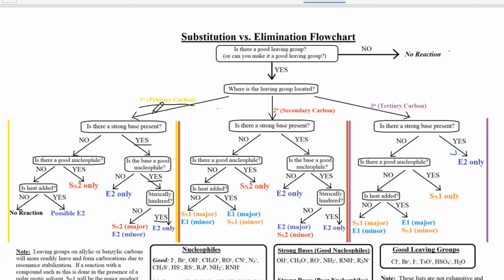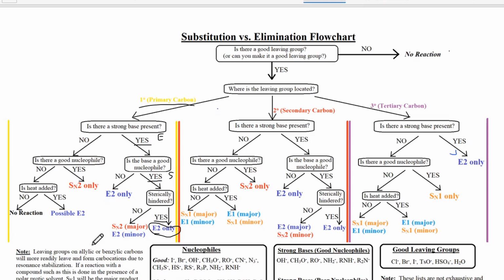Well, primary leaving group, strong base present means it can do elimination. If it's a good nucleophile, it can do elimination or substitution. Strong base means you can get elimination, E. Good nucleophile means you can get substitution. So then the question is, which one is going to be favored? Is it sterically hindered? Yes. So why does it give me elimination only? Because even though it's a good nucleophile, it's sterically hindered, so it can't get to the backside attack. It's just going to rip off a beta hydrogen.